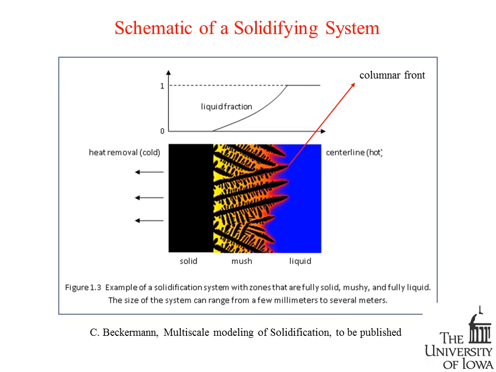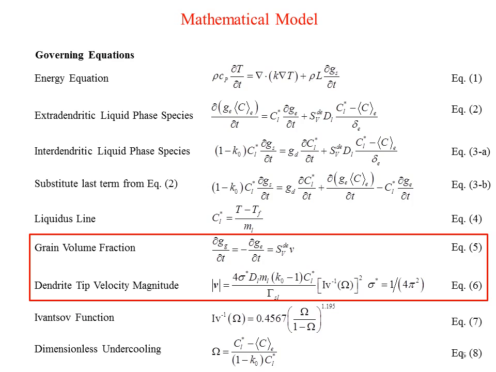So next is the mathematical model. I don't want you to be distracted by this math here, but generally it is an energy equation, two species equations, and a liquidus slope coming from the phase diagram.